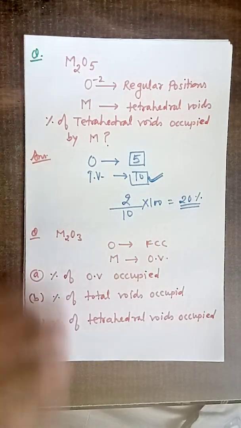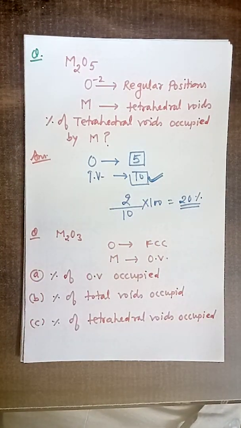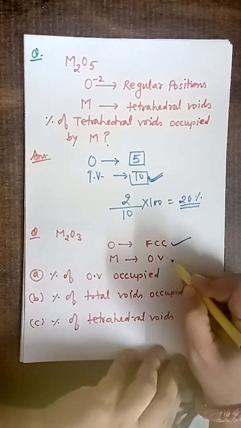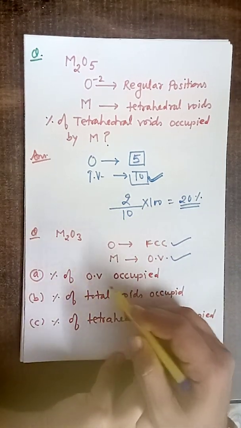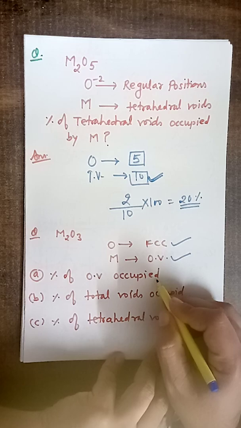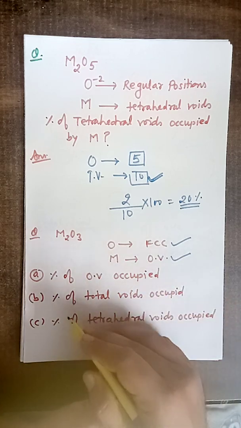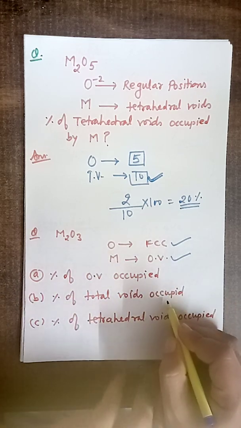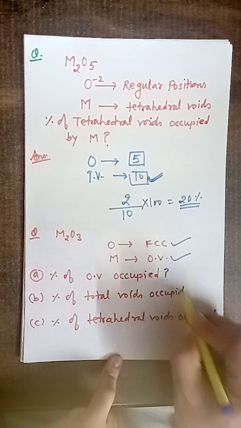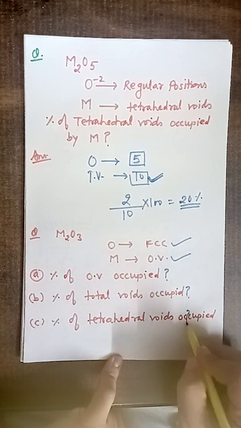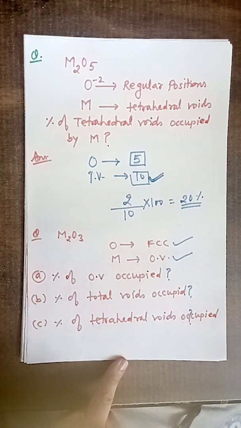Last problem based on the same concept. M2O3, oxygen at FCC and metal in octahedral void. It is FCC, it is octahedral void. In 3 parts you have to calculate the percentage of octahedral void occupied by metal, the percentage of total void occupied by metal, and the percentage of tetrahedral void occupied by metal. So same question, but this time 3 parts in this question.